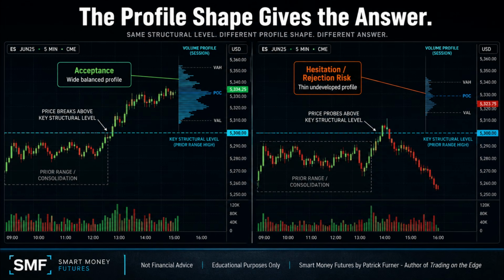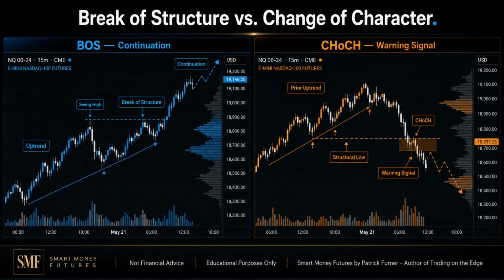The question is answered by the profile shape at the structural location. A wide, balanced profile above the break is acceptance. A thin, undeveloped profile with price oscillating at the range of the prior range is not acceptance, it is hesitation. And hesitation in an auction context often resolves in the direction of least resistance, back toward the most developed value area.